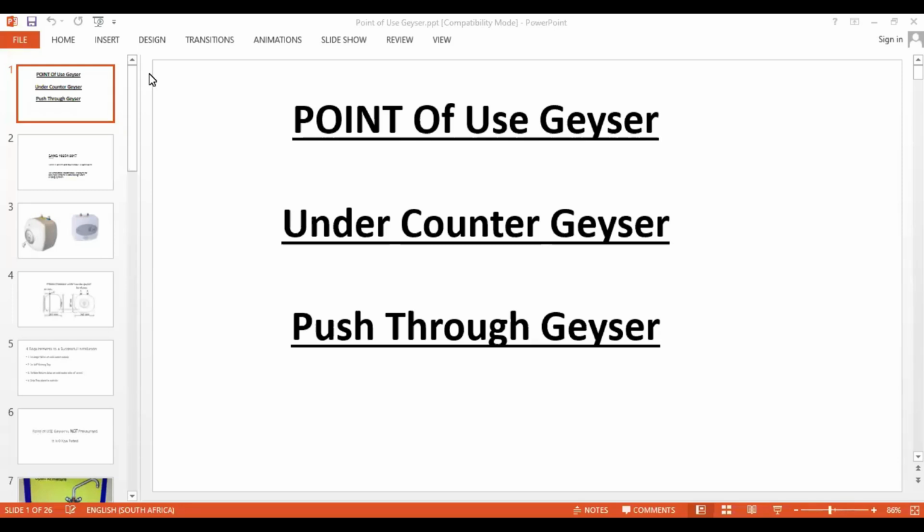On a weekly basis, we get a lot of screenshots of geyser installations, and they are very badly done. So a lot is not known about our under-counter or push-through geyser, and we get a lot of inquiries about this. So here we go.